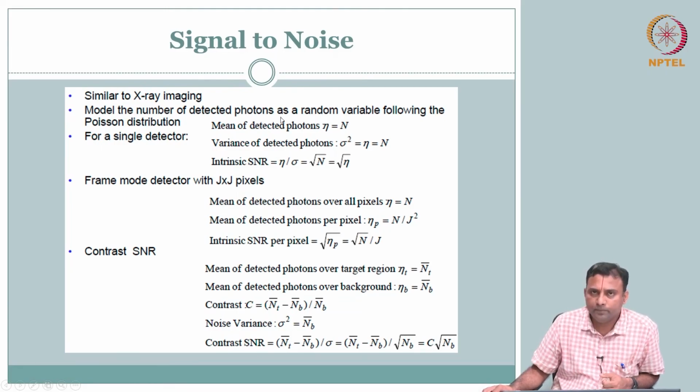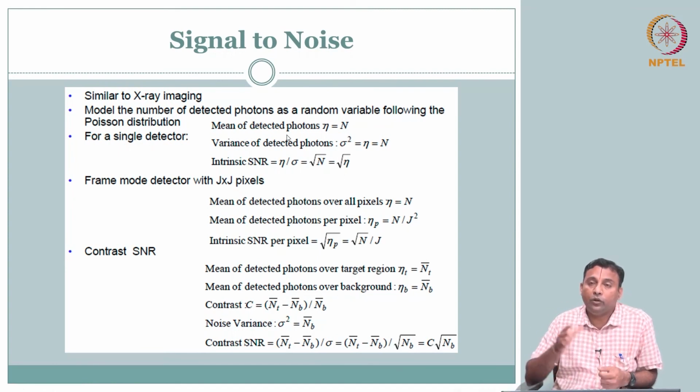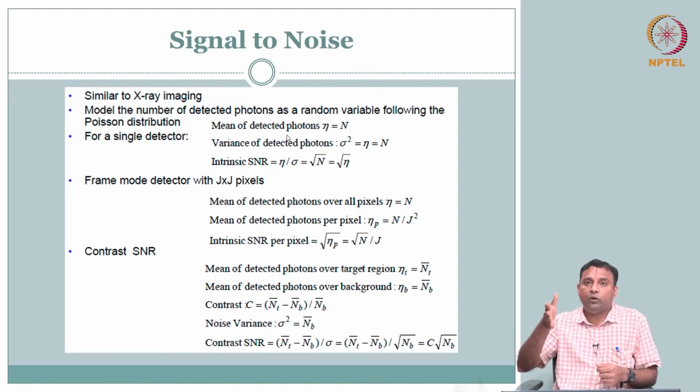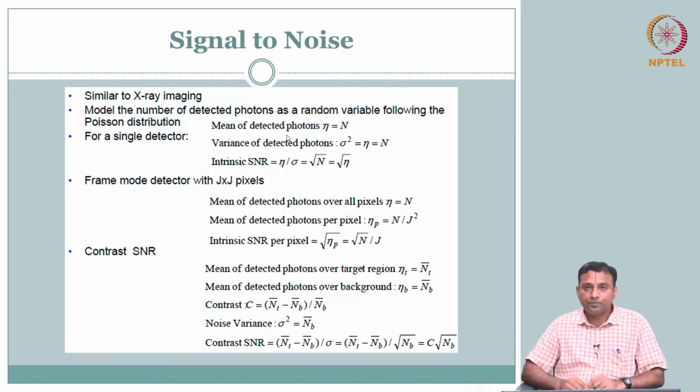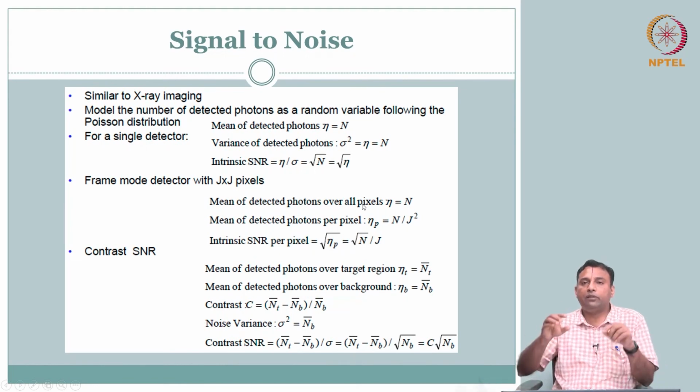No big difference. What is the context here though is, here you have a detector. When we talked about the detector, especially in frame or static mode, we talked about having pixels, some j cross j pixels. Now if it is having j cross j pixels, if you look at per pixel, the mean of the detected photons, that is the difference.